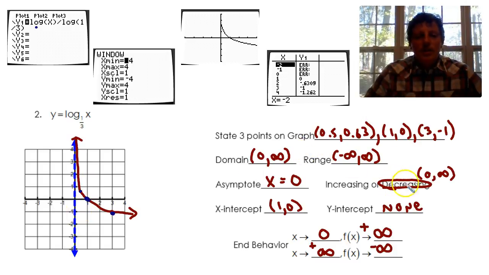This function is decreasing along the domain from 0 to infinity. It crosses the x-axis at (1, 0). There is no y-intercept. And for end behavior, again, we have to think left and right. On the left, my x's get closer and closer to 0, while my y's go up, up, up towards positive infinity. On the right side, my x's go right, right, right towards infinity, and my y values go down, down, down towards negative infinity, and you just have to get used to thinking and writing it that way.